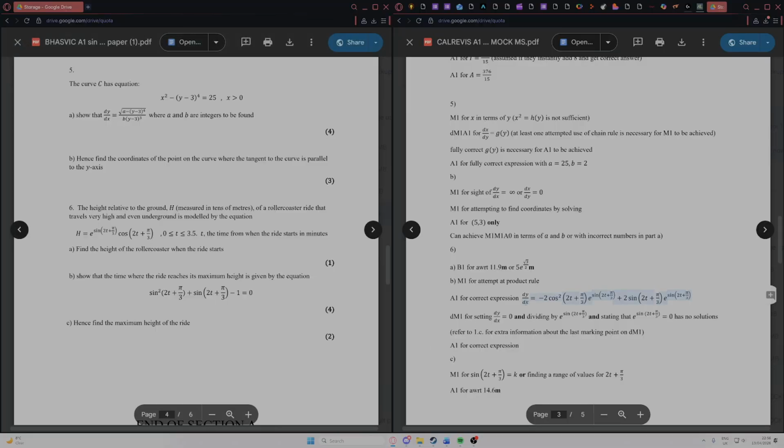And this will be your, you get an M1 for just attempting product rule. This should be dh/dt, by the way. This should not be dy/dx. But you get this expression for dh/dt, and to be able to get the A1 here, you need to get a fully correct expression. For the M1, you just need to attempt the product rule.